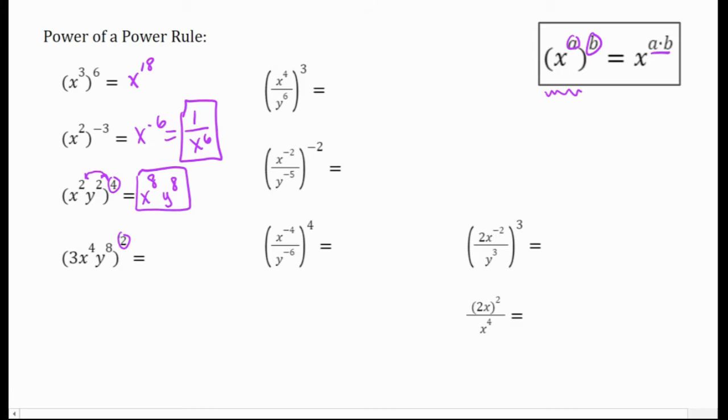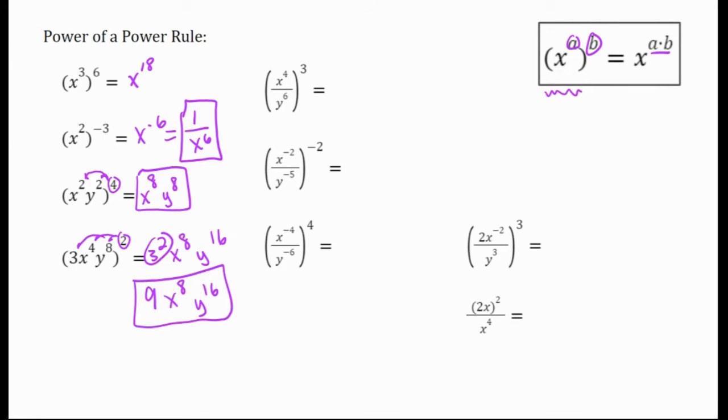This one here gets distributed to each piece. It also gets distributed to the 3. So that becomes 3 squared, x to the power of 8, y to the power of 16. Now, when I'm dealing with the 3 to the power of 2, I can actually figure out what that's equal to. And I get 9, x to the power of 8, y to the power of 16 for my final answer.